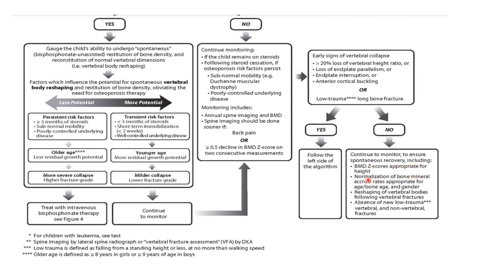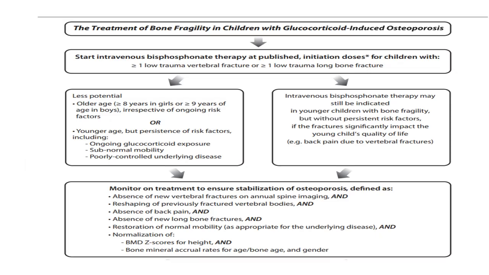BMD Z scores appropriate for height, normalization of bone mineral accrual rates appropriate for the age, bone age, and gender, reshaping of vertebral bodies following vertebral fractures, absence of new low trauma, vertebral and non-vertebral fractures. The treatment of bone fragility in children with glucocorticoid osteoporosis, that thing we have already discussed.